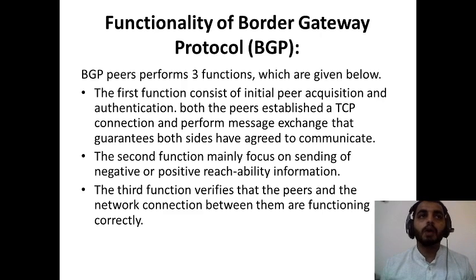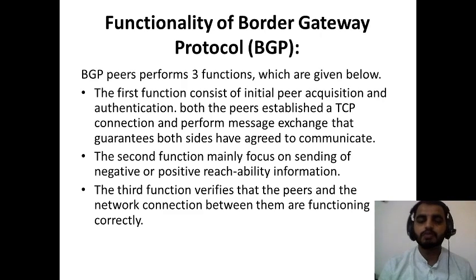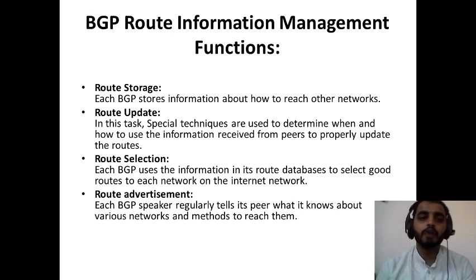It means one autonomous system and another autonomous system can communicate with one another to perform the task of exchanging information, exchanging packets. Okay, this is what we call the functionality of the Border Gateway Protocol. Moving forward, the Border Gateway Protocol's route information management functions.